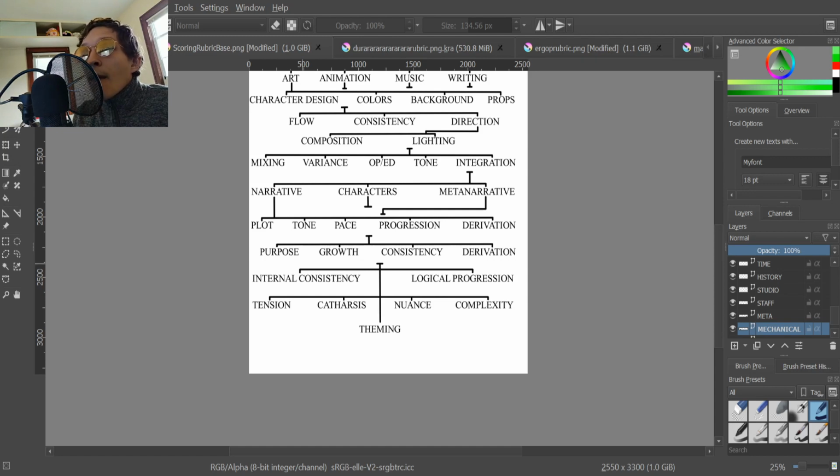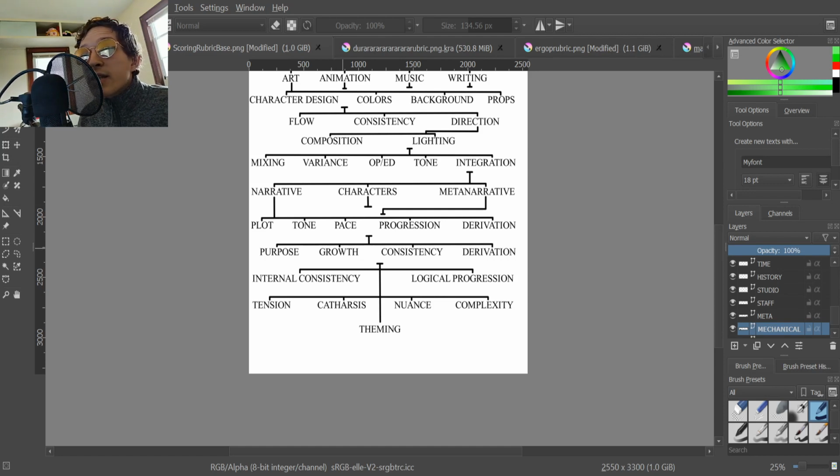Now, characters. Purpose. Are there any extraneous characters? Does every character seem to have a value proposition in the show? Or are there a lot of characters that just don't seem to matter and it's just a big cast for the sake of itself? That's what this measures.